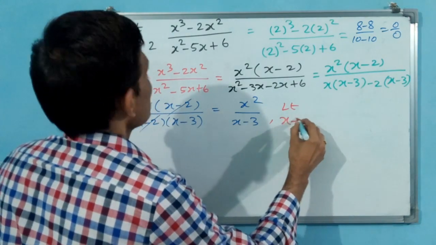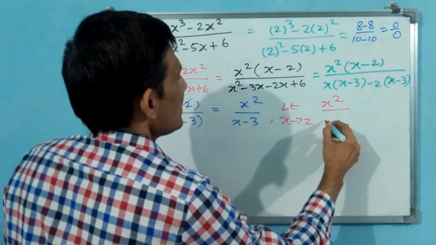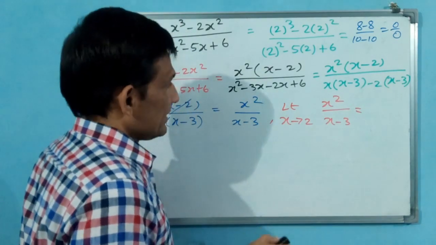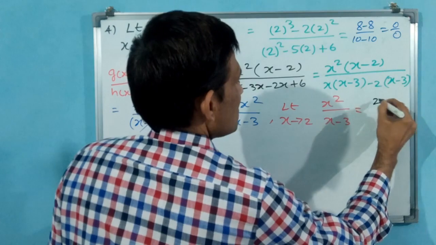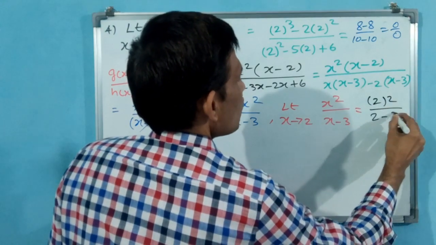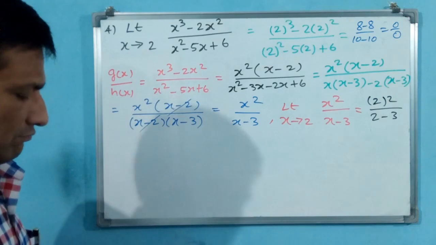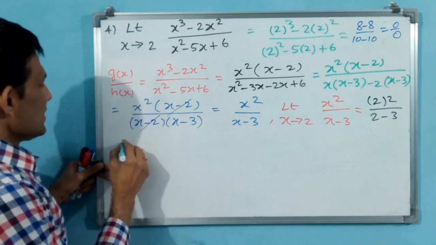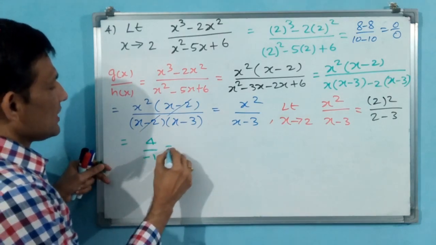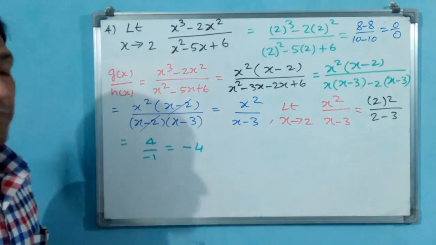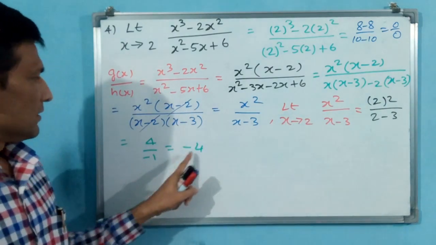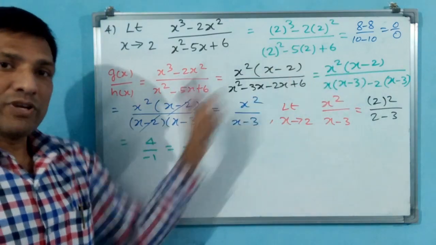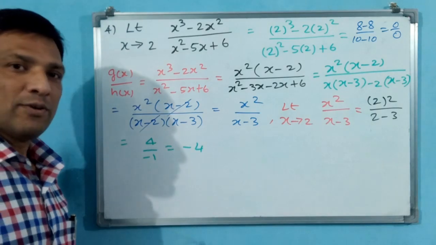Limit x tends to 2, x square by x minus 3 is equal to, now I am applying the limit, 2 square by 2 minus 3. Okay, 2 square by 2 minus 3, that is equal to 4 by minus 1, that is equal to minus 4. See, this has become case 1. From case 3 to case 1. Understand now?